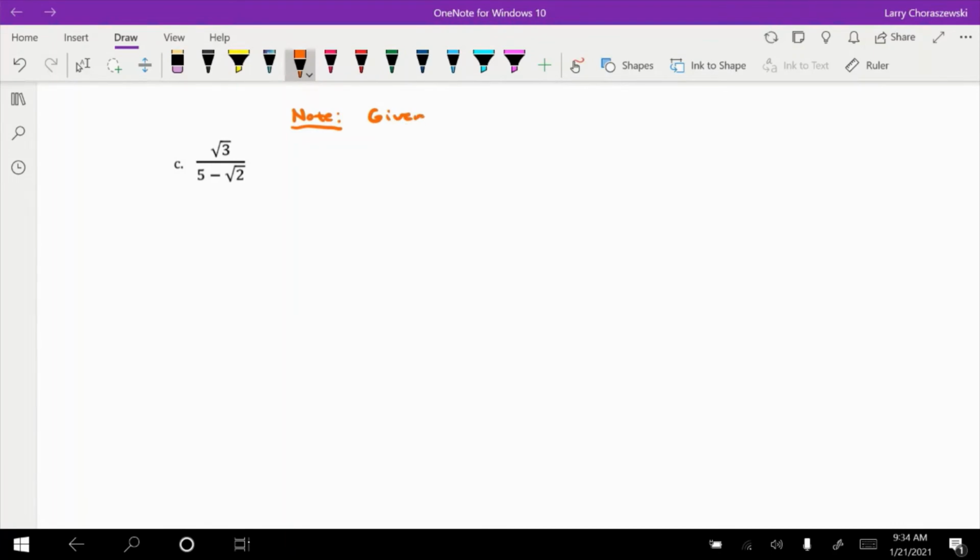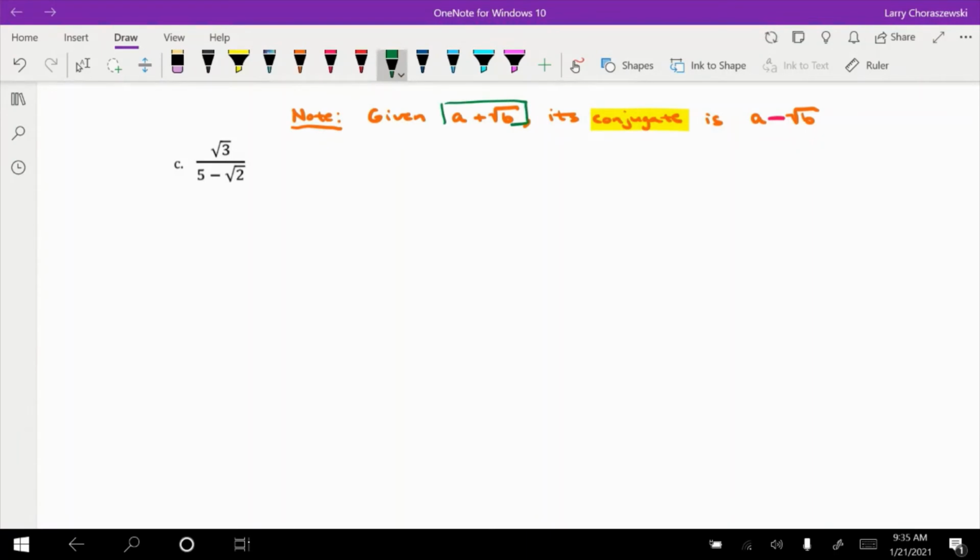So I'll say given A plus radical B, it doesn't have to be A plus radical B. I could have started out with A minus radical B. Its conjugate, okay, key term there, is A minus radical B.